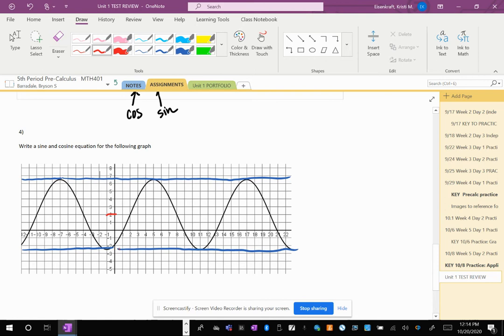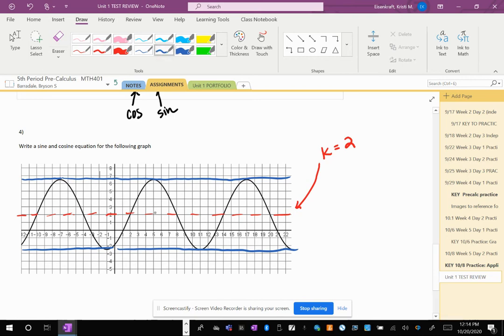Okay. And then a half. 1, 2, 3, 4. We are good. Okay, so there's my midline. That's helpful because the midline is used in the equation. So the midline is positive 2. That's easy. Okay. The amplitude is also used.